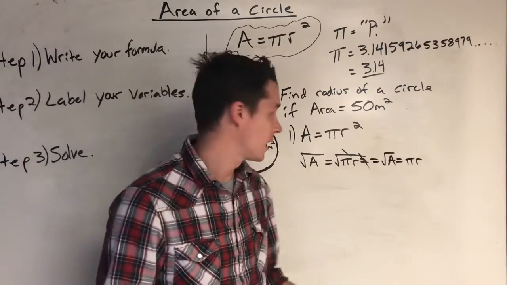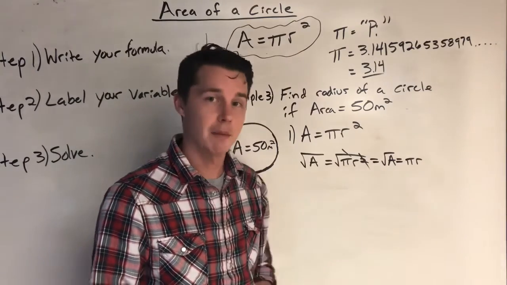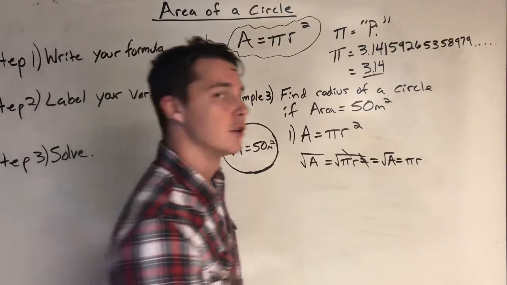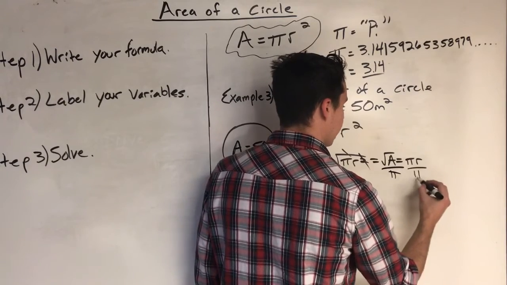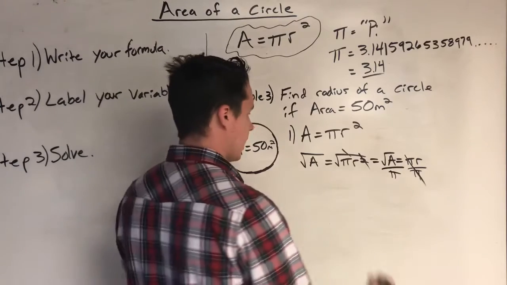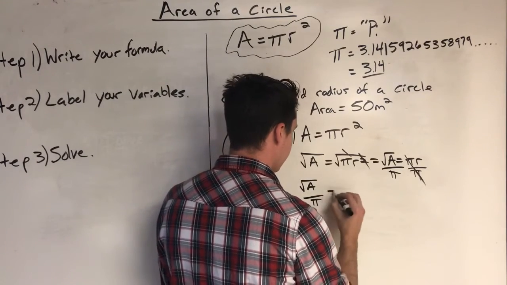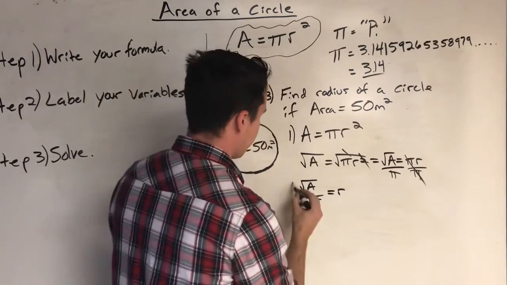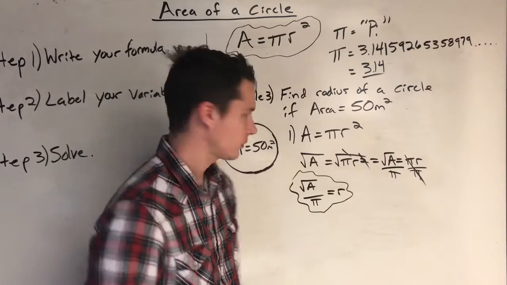So now we just have to get the r by itself again. We have pi times r, so we have to do the opposite to move pi to the other side. We're going to divide each side by pi, and by dividing each side by pi, it cancels it from over there. Now if we rewrite, we'll have the square root of A divided by pi equals r. And this is now our formula that we're going to use to solve this problem.